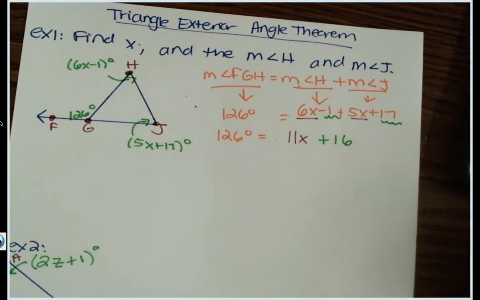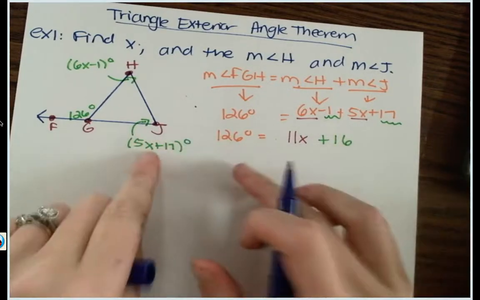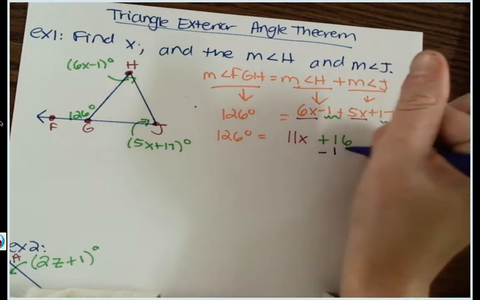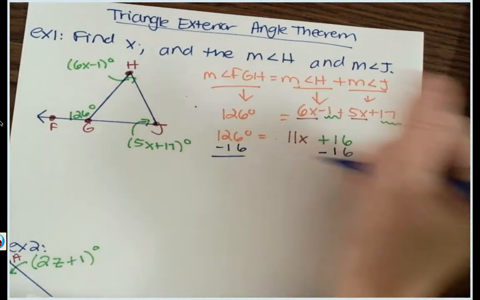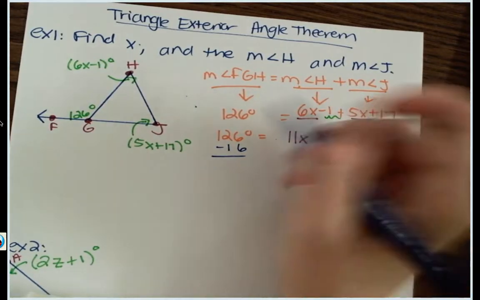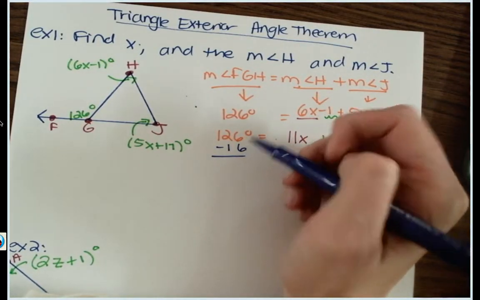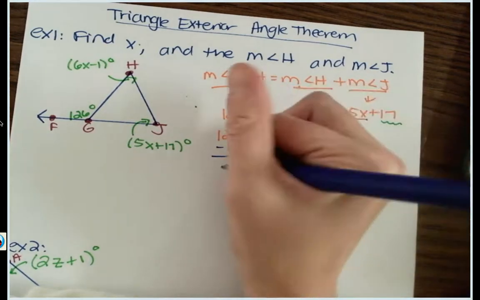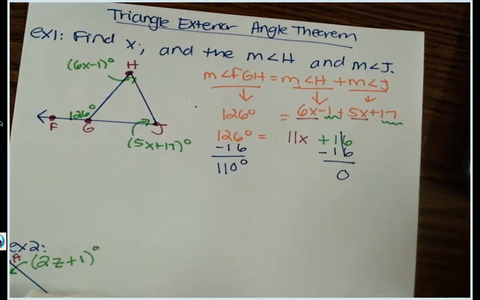Let's start solving this for x. I need to bring my 16 to the other side, and the way we bring a positive 16 to the other side is by subtracting it on both sides, which 16 minus 16 cancels and turns to 0. 126 minus 16 will give me 110. So we get 110 equals 11x.